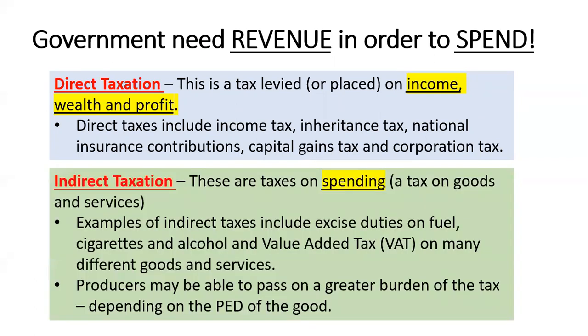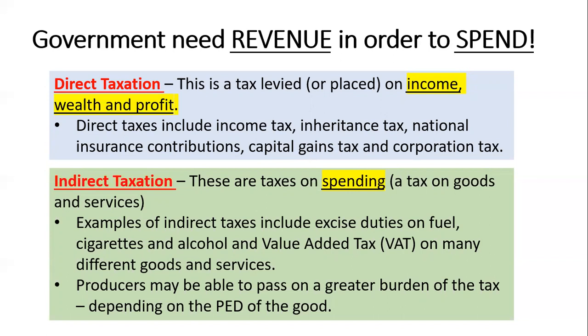The other form of taxation then is indirect taxation. These are taxes on spending, a tax on goods and services. So it's a tax on consumption. If you purchase a good or service, it could be, for example, VAT, value added tax. So examples of indirect taxes include excise duties on fuel, cigarettes and alcohol, and value added tax, VAT, on many different goods and services.